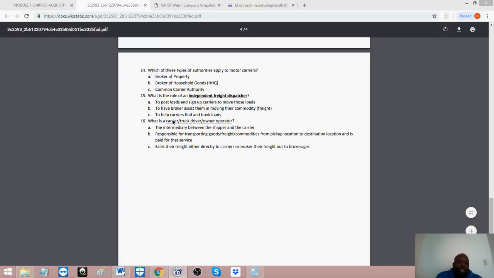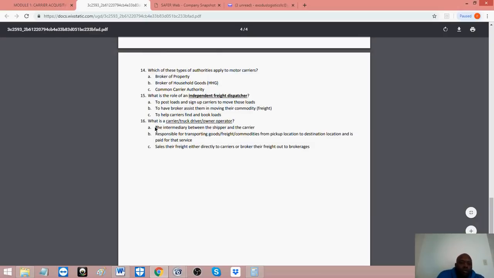Number 16, what is a carrier, truck driver, owner operator? Who are they? What are they? A, they are the intermediary between the shipper and the carrier. B, they are responsible for transporting goods, freight, commodities from pickup location to destination location, and are paid for that service. C, sell their freight either directly to the carrier or broker their freight out to the brokerage. So the answer is B.